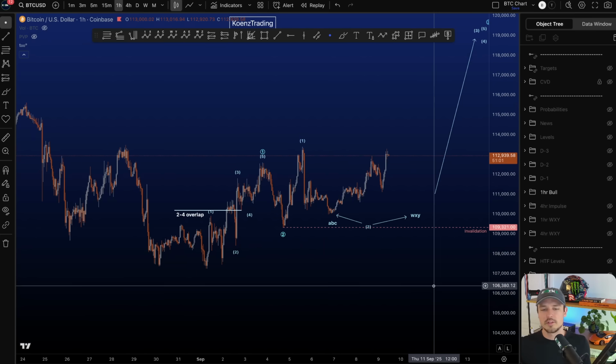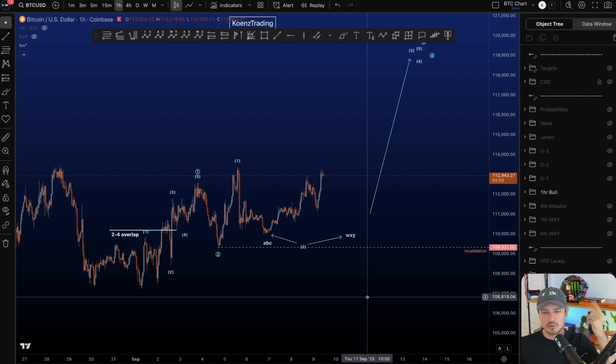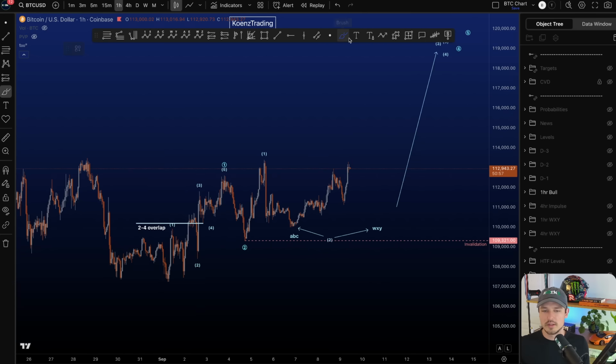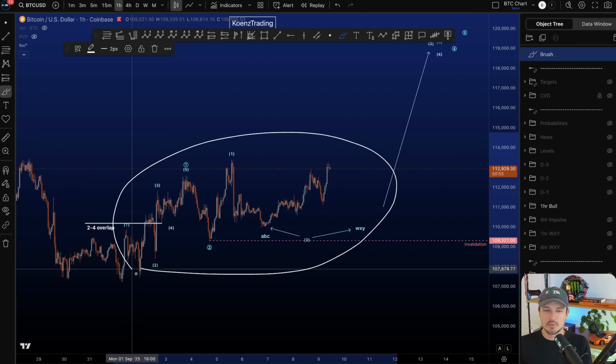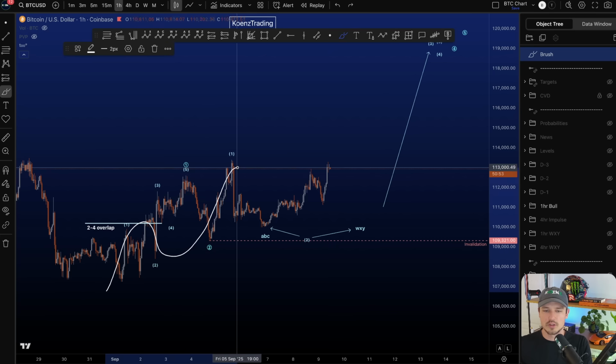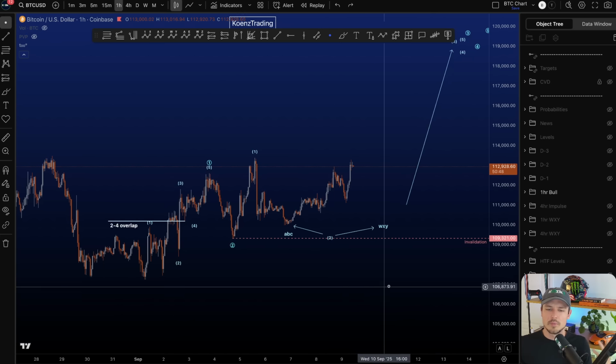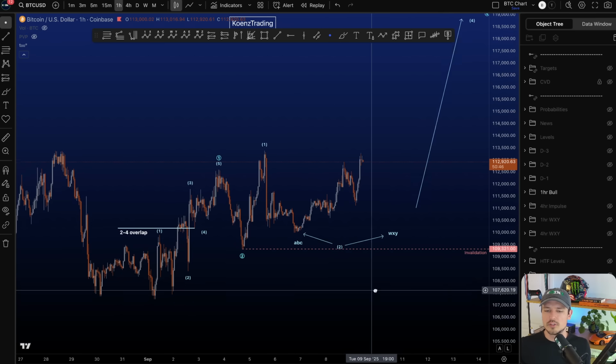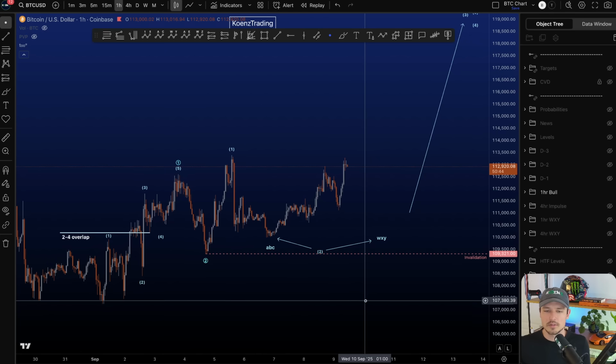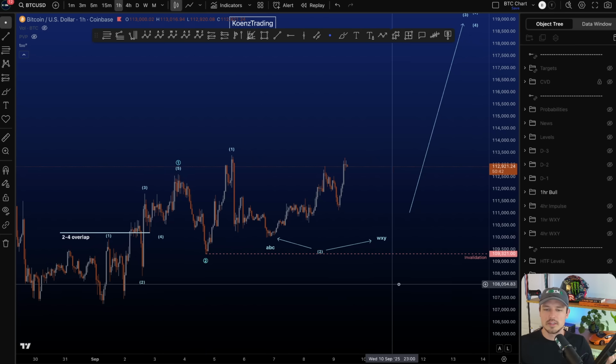So a motive wave structure is either a diagonal impulse or a multi 1-2. Well, at the moment, if we consider all the price action we have here, we can't really count a 1, 2, 3, 4, 5 structure. So it doesn't really work. We can, however, count a multi 1-2, which is the one that I have on my chart.